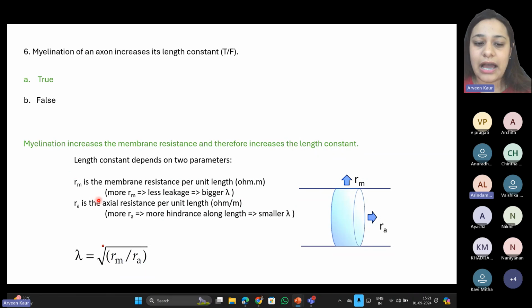Since lambda is... if there is more membrane resistance, then there will be less leakage of whatever is flowing through this particular cylinder or axon, and thus lambda will be bigger. So for example, it is written over here, more Rm will pertain to less leakage, and that will result in a bigger lambda or bigger length constant. So yes, myelination of an axon will increase its length constant.